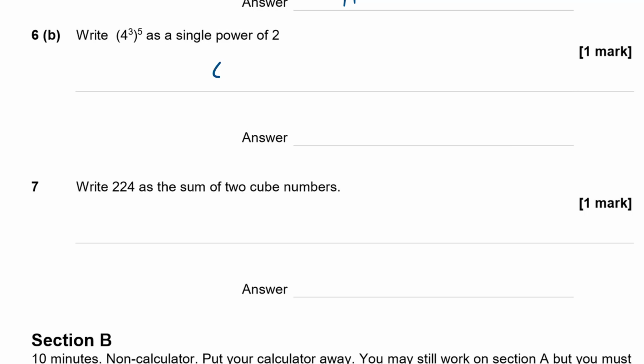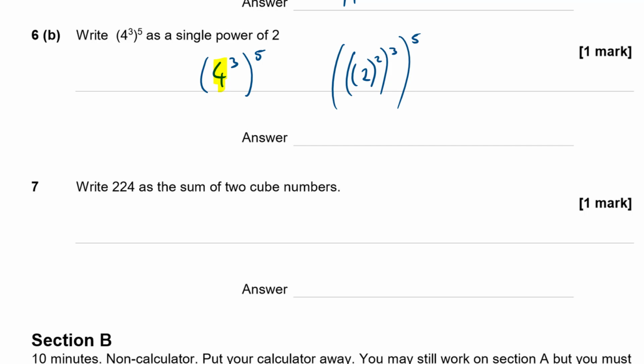Okay, so I've got 4 to the power 3 all raised to the power of 5, but I want to write it as a power of 2. Now 4 in the middle here, 4 is 2 squared, so I could just replace that 4 with 2 squared and then fit that in. So then I'm going to have to cube it, and then raise it to the power of 5. So it's 2 squared cubed raised to the power of 5.